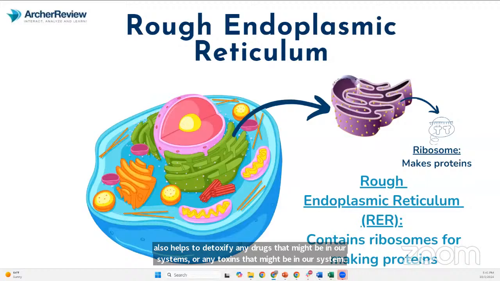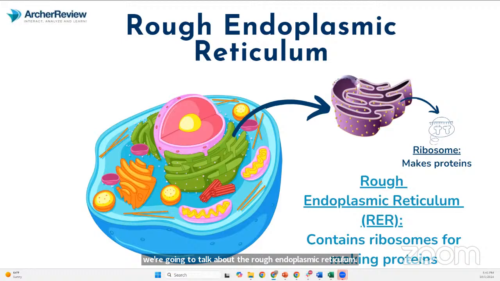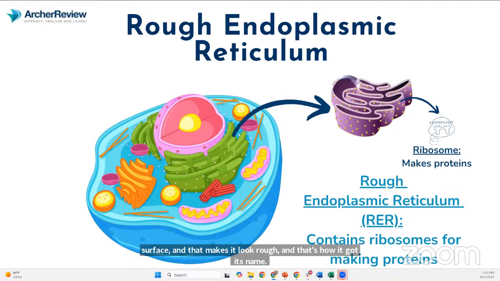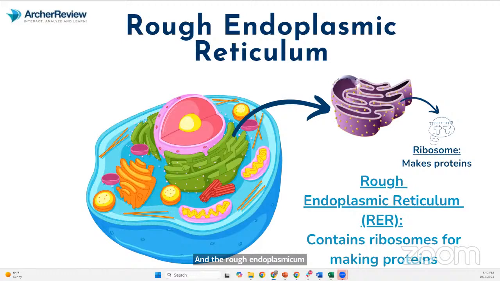Finally, we're going to talk about the rough endoplasmic reticulum. Versus the smooth endoplasmic reticulum, the only difference is that it has ribosomes peppered on its surface, and that makes it look rough, and that's how it got its name. The rough endoplasmic reticulum is responsible for folding and shaping proteins, and it works with the ribosomes, which we will see in a little while, are responsible for protein synthesis.